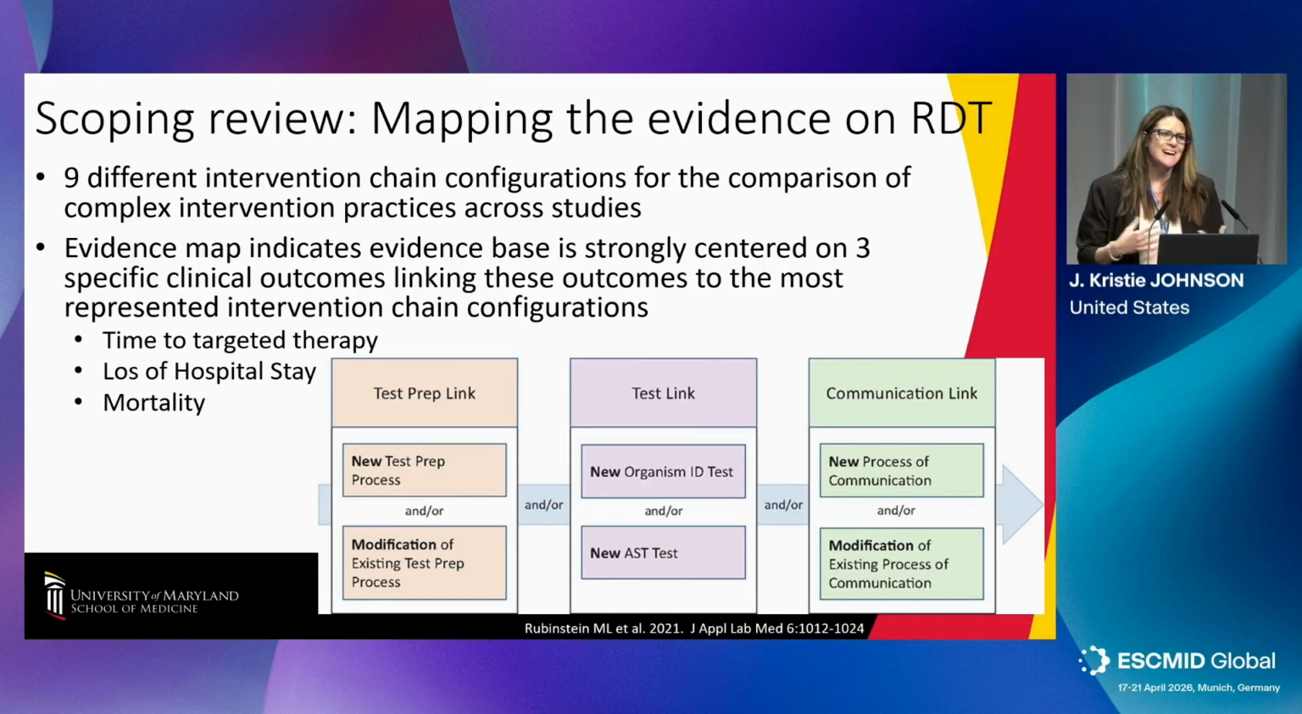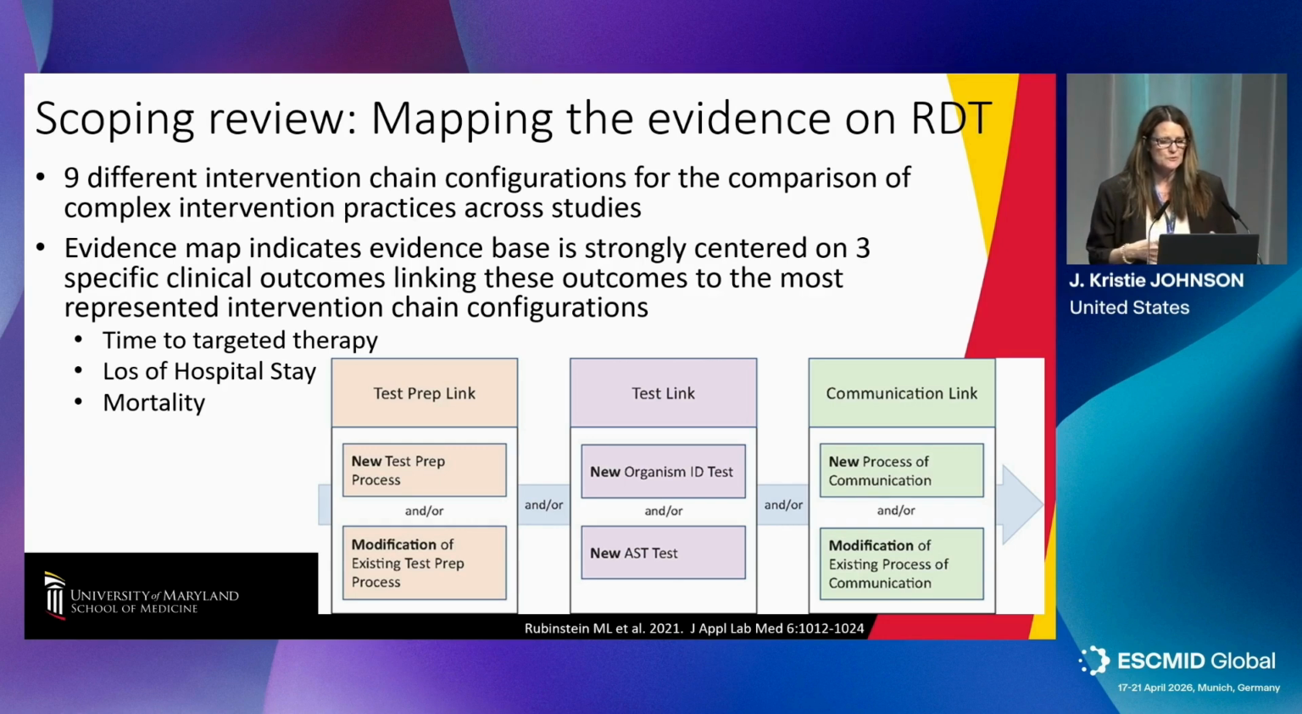And so there's a lot of literature out there on bloodstream infections and rapid diagnostic tests. So before we actually started all this, we ended up doing a scoping review to really map the evidence of rapid diagnostic tests. And when we mapped this evidence, what it really showed is that the data is strong around 3 specific clinical outcomes, which I had already mentioned, which is your time to targeted therapy, your length of stay in the hospital, and mortality.